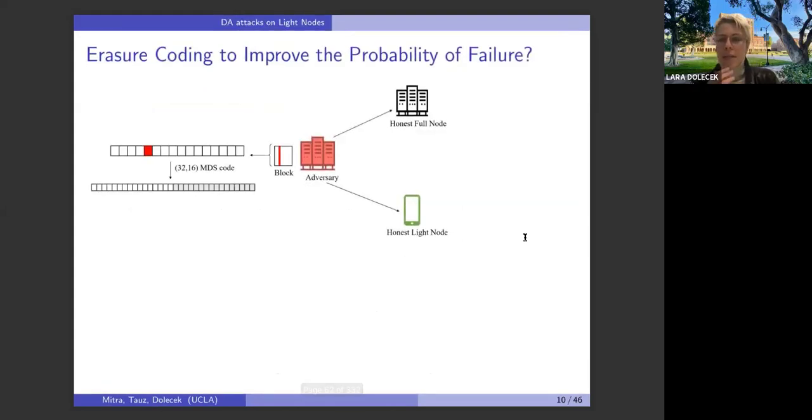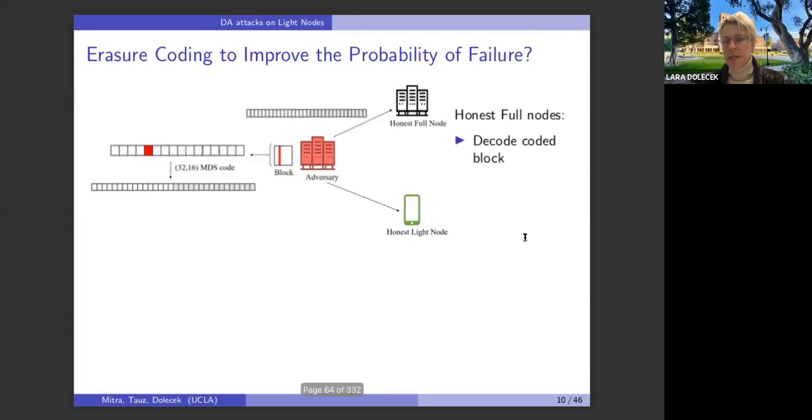So let's see. Now instead of creating a block that has those 16 chunks, how about we convert that block first into an MDS code word? You can think of, let's say, a Reed-Solomon type code. So now we have 16 original chunks. We add 16 more parity chunks so that the overall chunk length is 32. And still, the adversary is going to hide some piece. That is its goal. So it is going to send something to the honest full node with a piece missing.